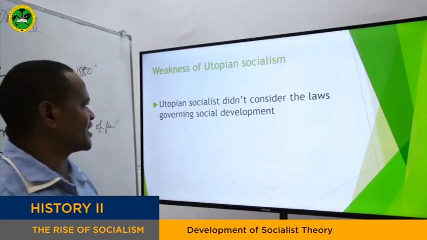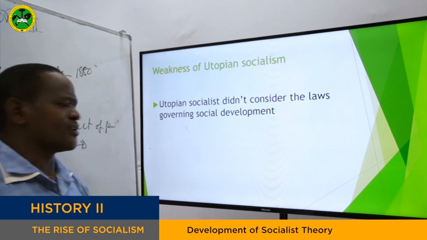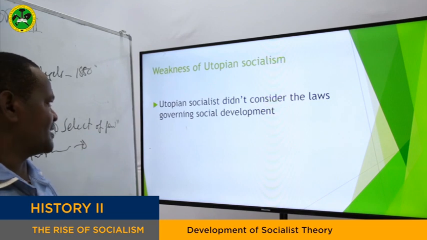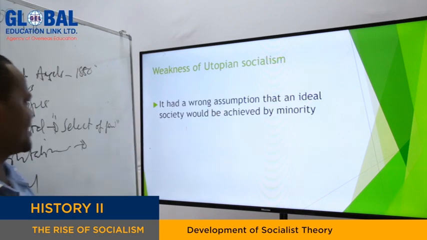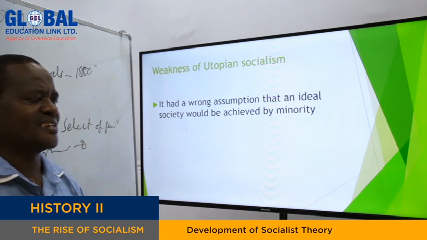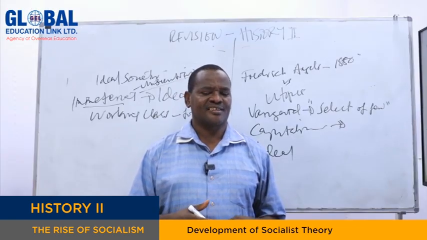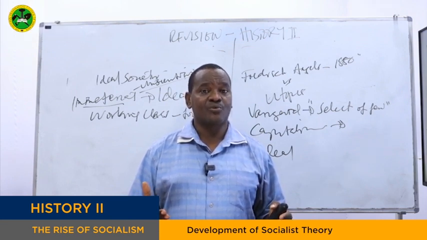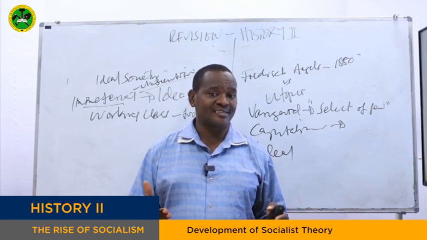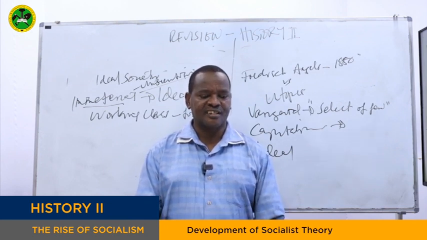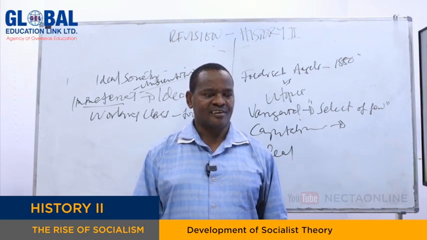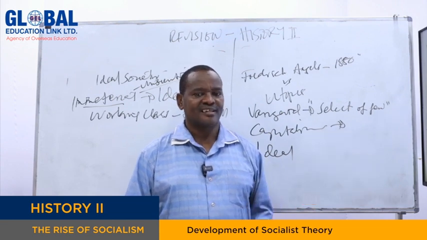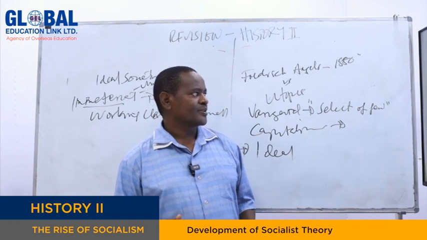Another weakness is that utopian socialists didn't consider the law governing social development. Another is their wrong assumption that an ideal society will be achieved by a minority. That is their misconception. As we have said, revolution can only occur when the working class is very well and highly grown. But when the working class is still immature and very small, revolution cannot take place. The same applies here. They believed that changes can be brought by the minority, particularly those utopian leaders. Let's break for a while.